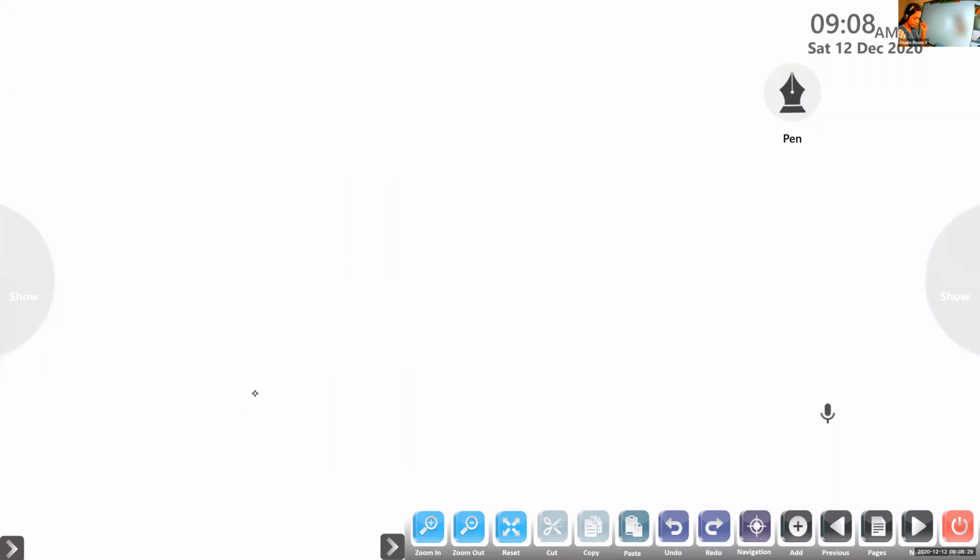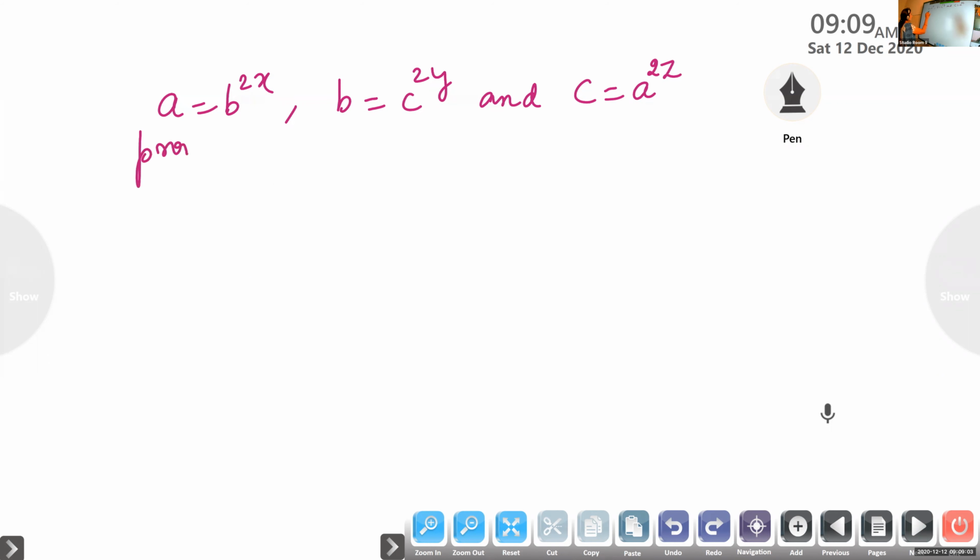Okay, write the next one. If a is equal to b raised to 2x, b is equal to c raised to 2y, and c is equal to a raised to 2z, prove that xyz is equal to 1 by 8. Sorry, it is 1 by 8.